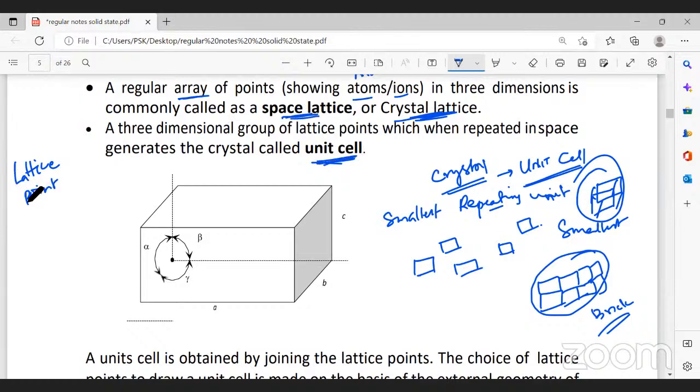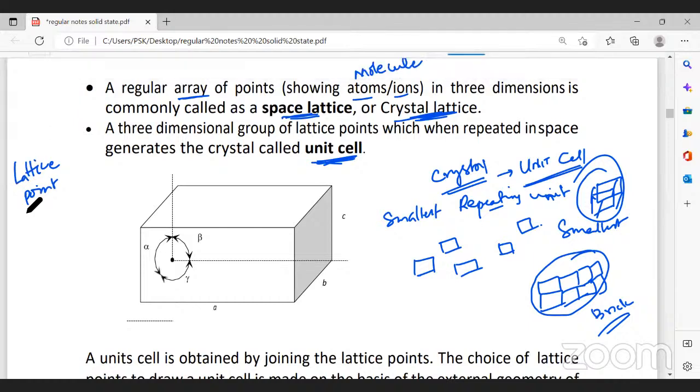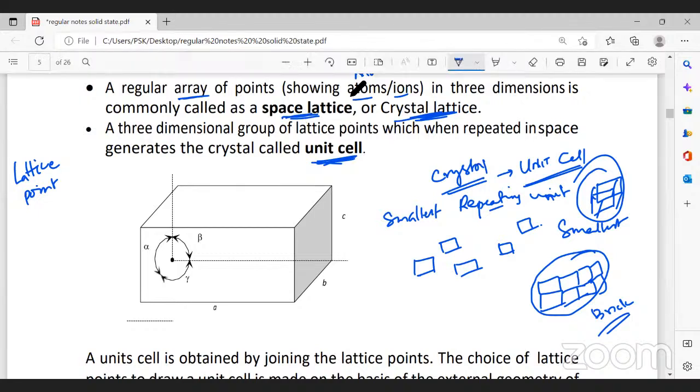Lattice points are nothing but the position of the particles represented by means of a point, and those points are called lattice points. When these lattice points are arranged in order in 3 dimensions, we call that a space lattice or a crystal lattice. And the smallest repeating unit in a crystal is called a unit cell.